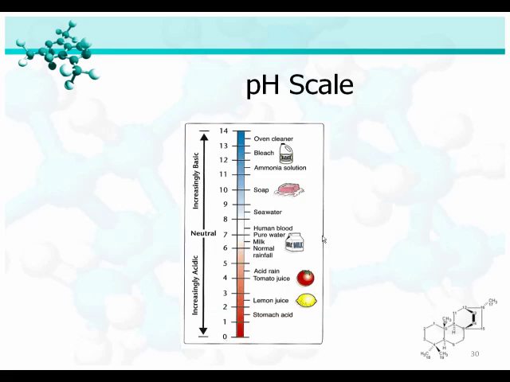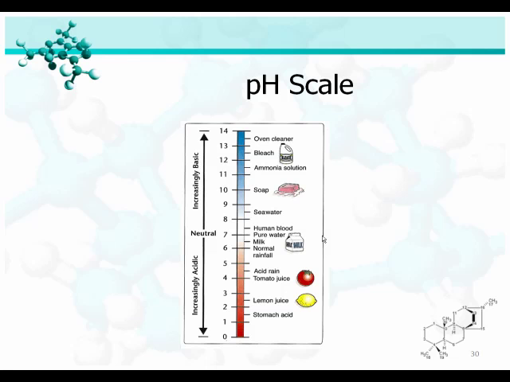As you can see, the acids are found below 7. 7 is considered neutral on the pH scale, and your bases are above 7. If you look at the arrows, you will see, as we stated earlier, your stronger acids will have lower pH numbers than your weaker acids, and your stronger bases will have higher pH numbers than your weaker bases.